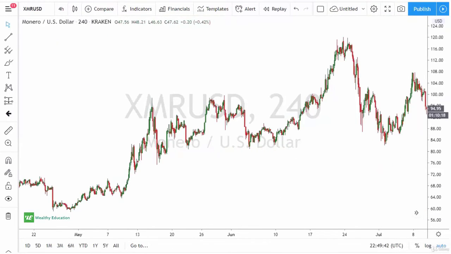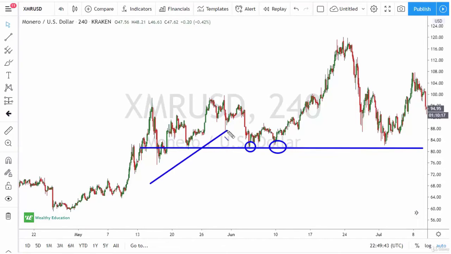In Monero, I have an example of a double bottom. And what's particularly telling about this is that it is at an area that had been important previously. It had been an uptrend, and then we pulled back. So this is even more important because this is a continuation sign. In general, you want to trade with the trend if you can, but these are also important signals that perhaps we're going to get a trend change depending on what's going on.